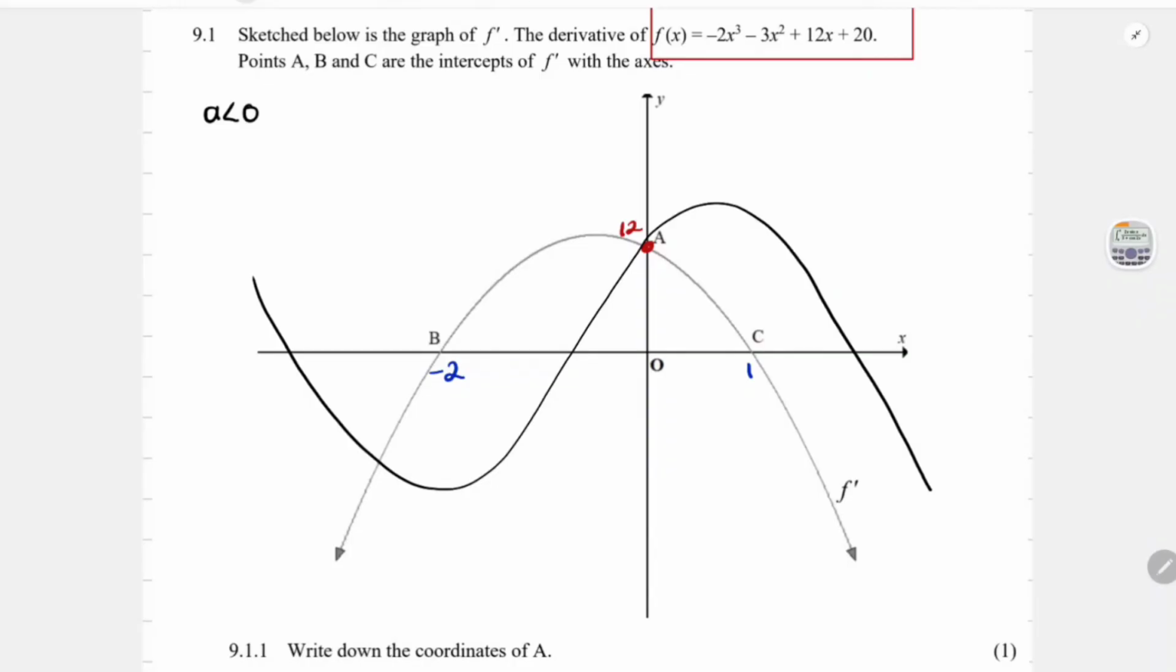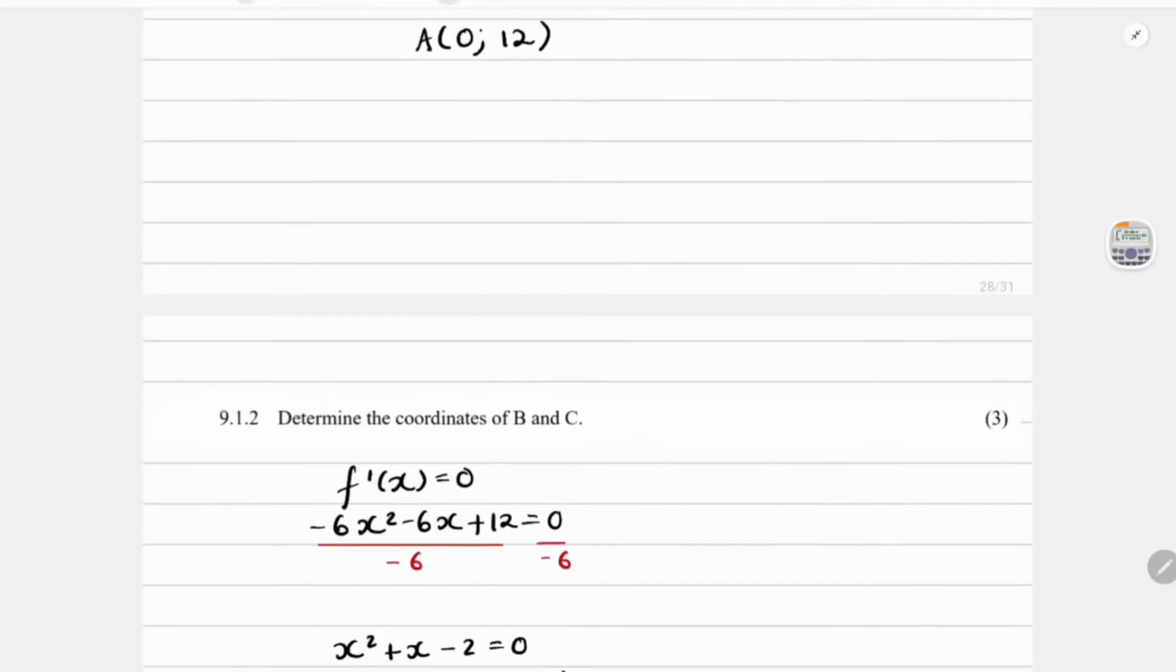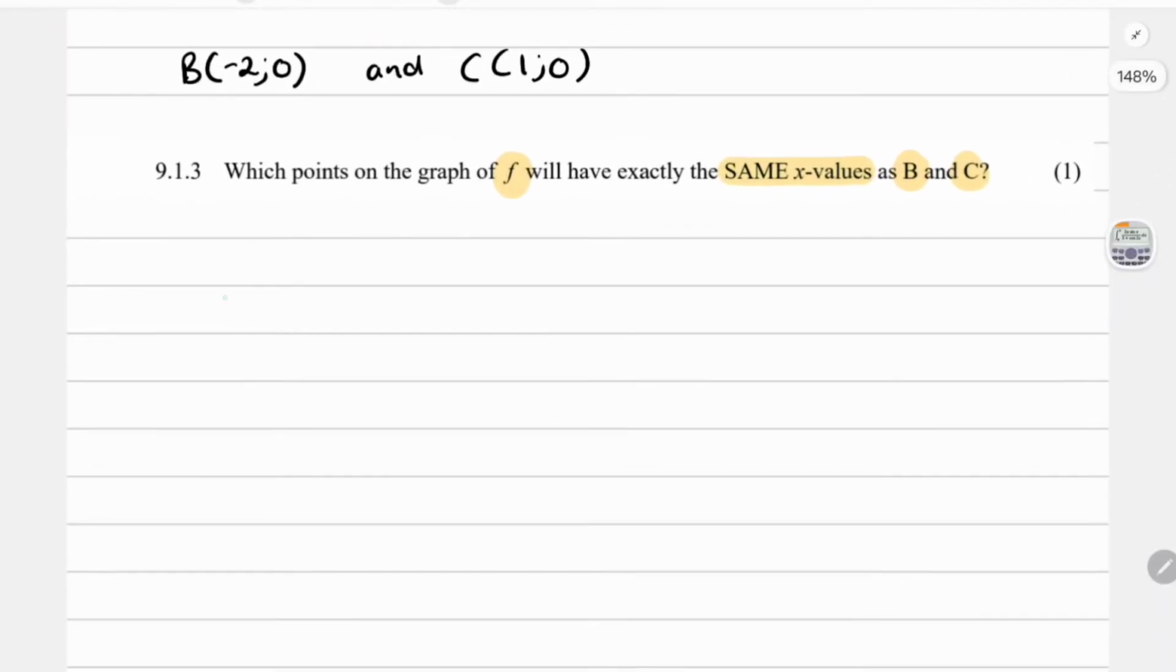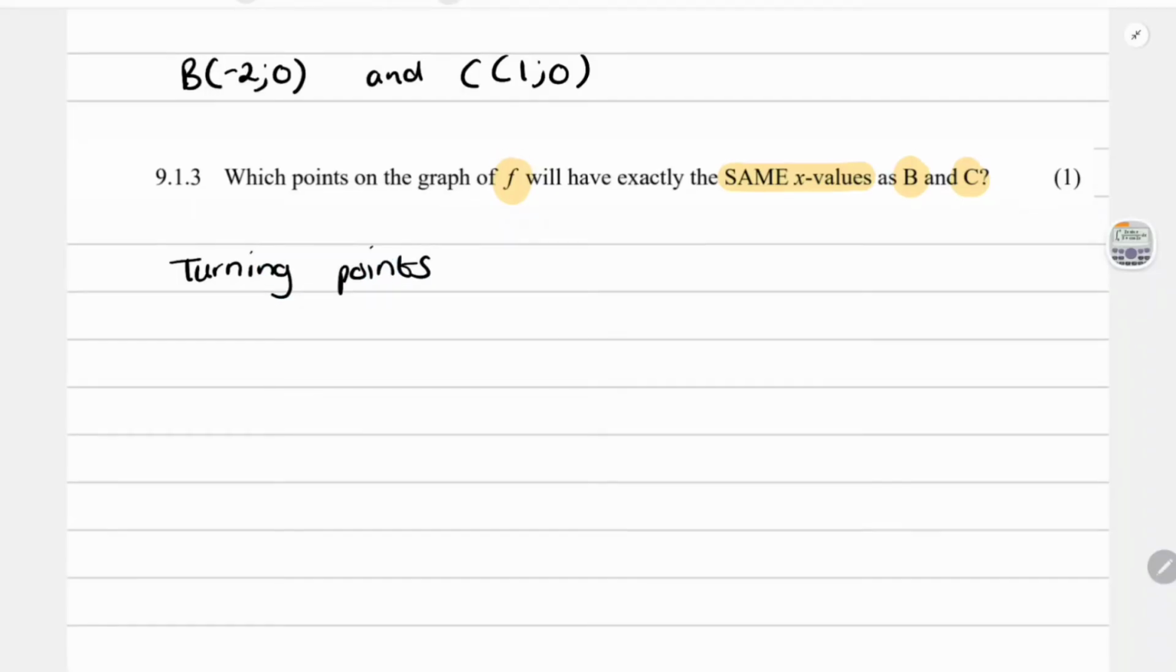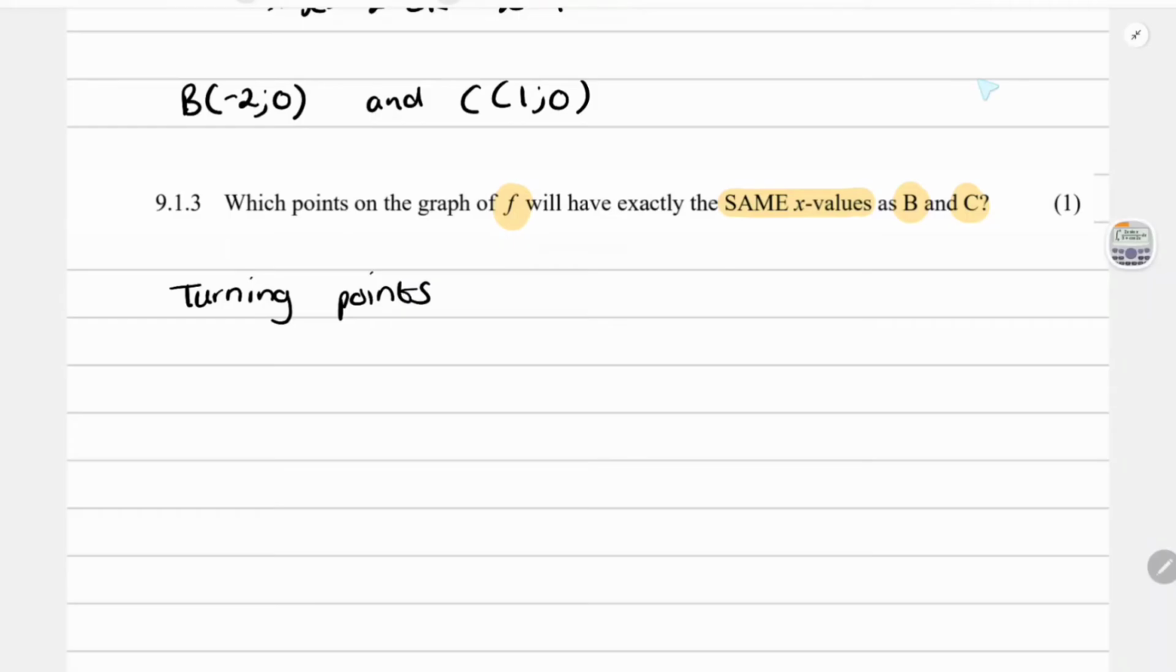So the points that would have the exact same x values as B and C, as your x-intercepts of the parabola, the derivative of your cubic function, would be your turning points or your stationary points. That's what that is. So it's going to be your turning points. I'm sure if you say stationary points, it'll still be fine. So we can just go ahead and tell them these are the turning points, and that's for 1 mark. Moving on to the next question.